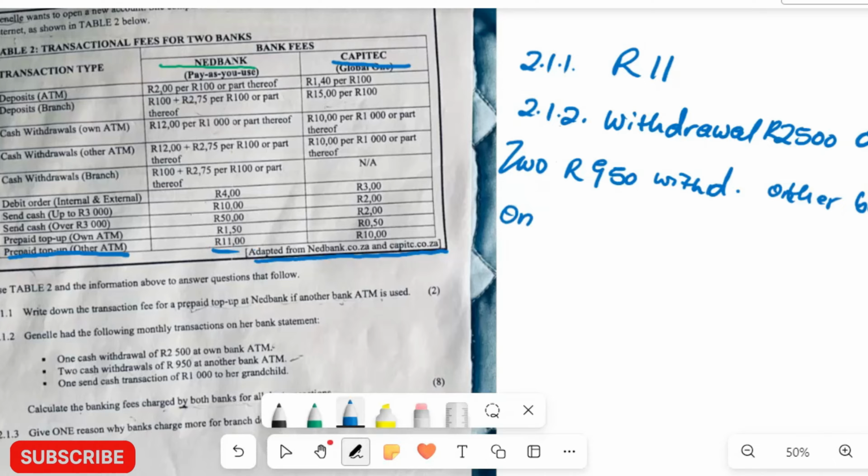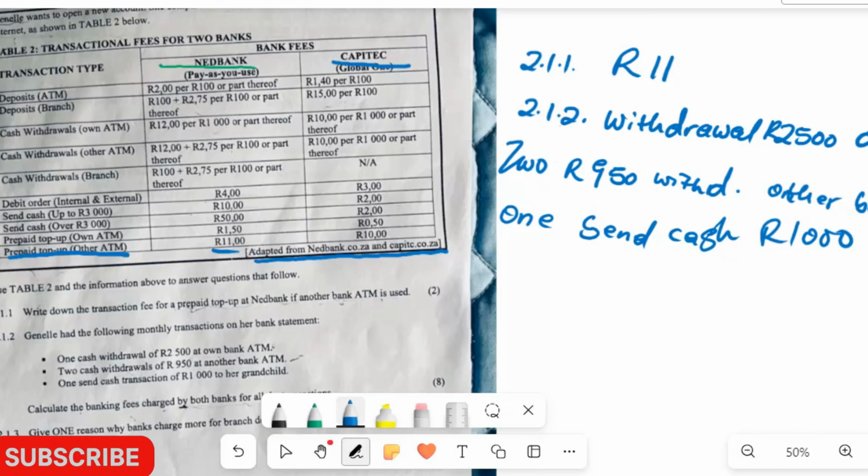And she did 1 cash send of how much? Of 1,000 rands. They say to a grandchild. So we don't care who she sent it to, but she did a send cash. So the bank doesn't charge you because you send it to your grandchild or to your grandfather or to your daughter. They charge you based on the amount that you have sent.